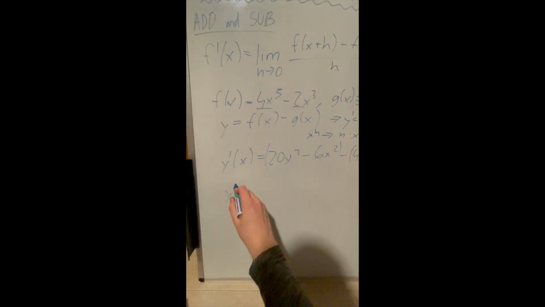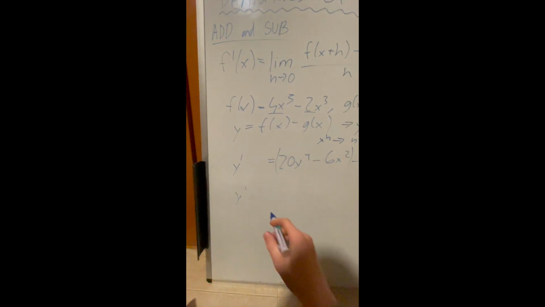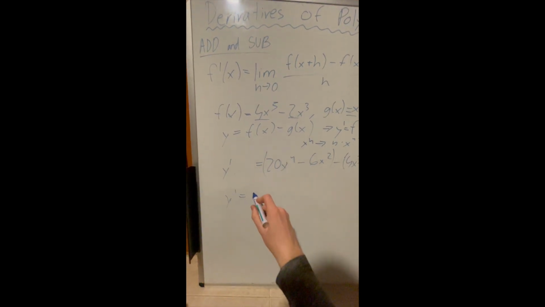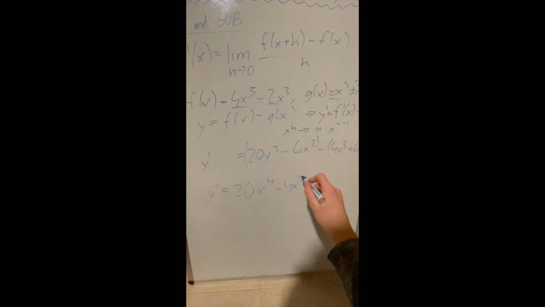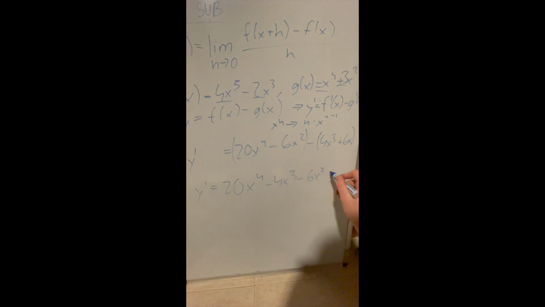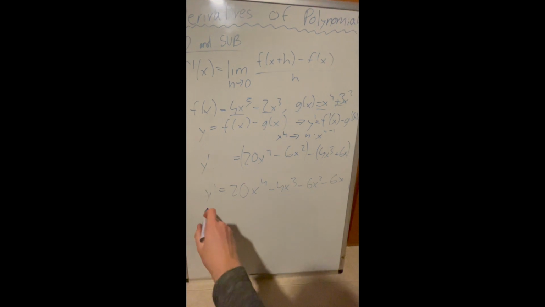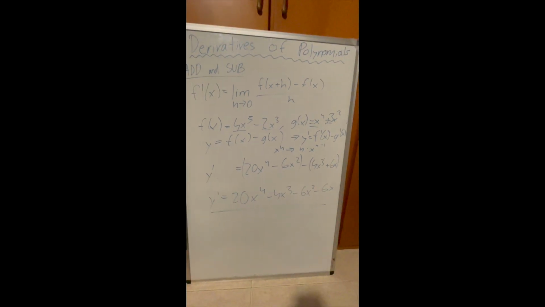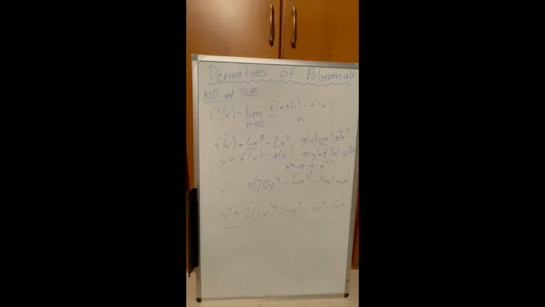And this is eventually, this is wrong, y prime is 20x to the power of 4 minus 4x to the power of 3 minus 6x to the power of 2 minus 6x. And this is our derivative of subtracting these two functions.